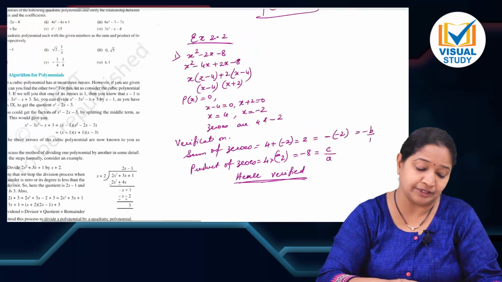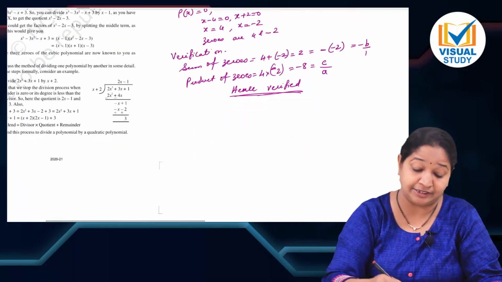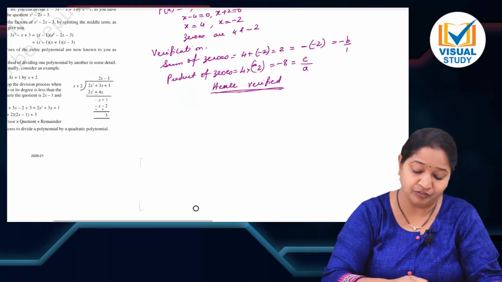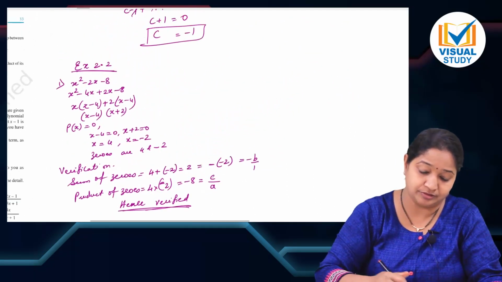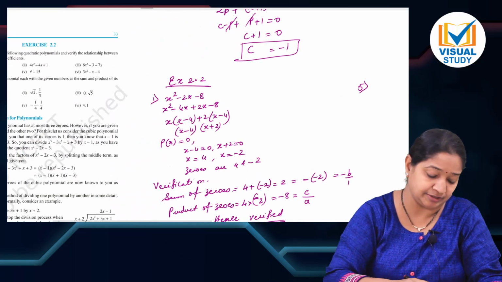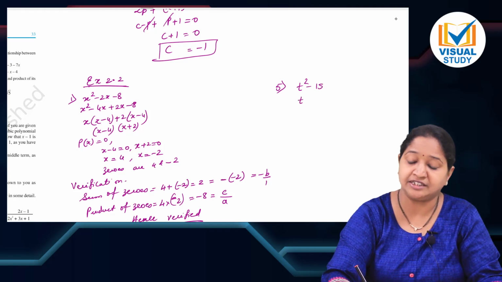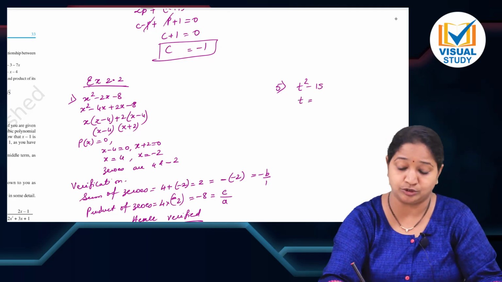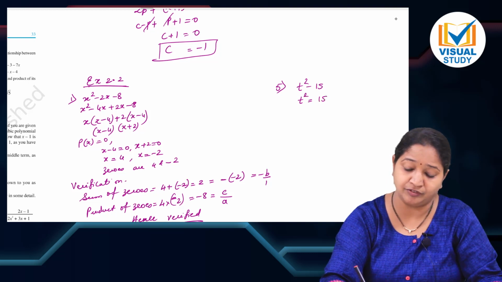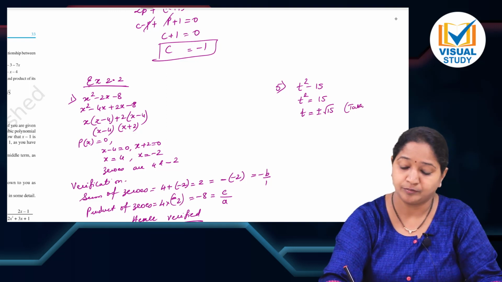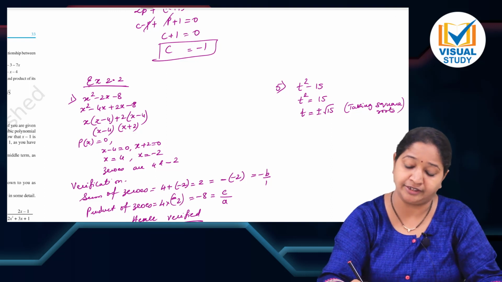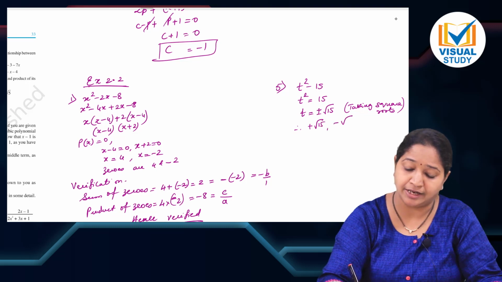First of all, middle term splitting. I'll show it for x square minus t square, that is the fifth sum. I'll show it here only. Fifth sum, that is t square minus 15. You can do in this method also. T square is equal to 15 and t equal to taking out the square roots. Therefore, your roots are plus root 15 and minus root 15.